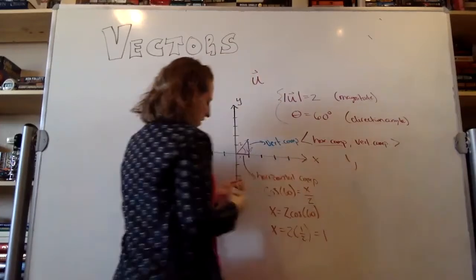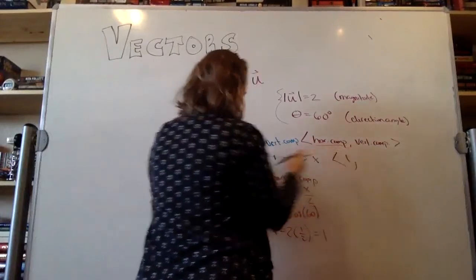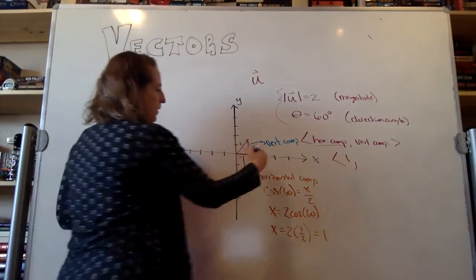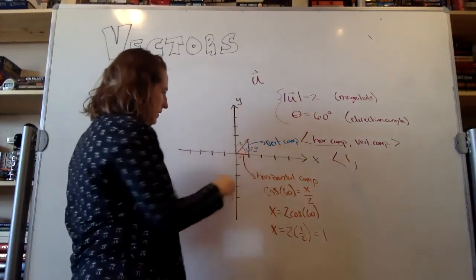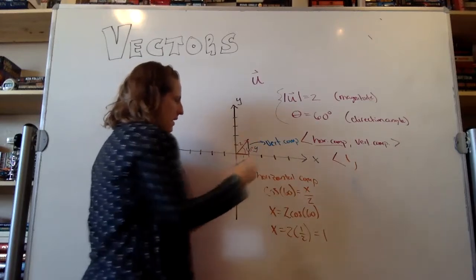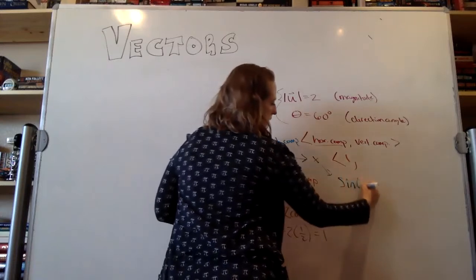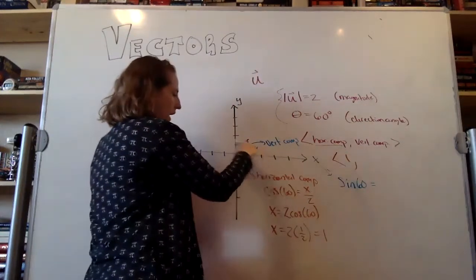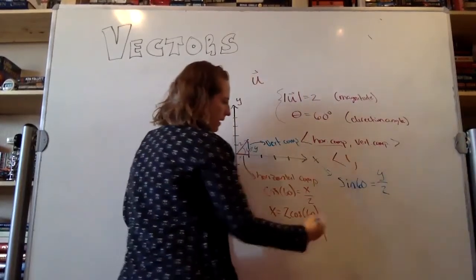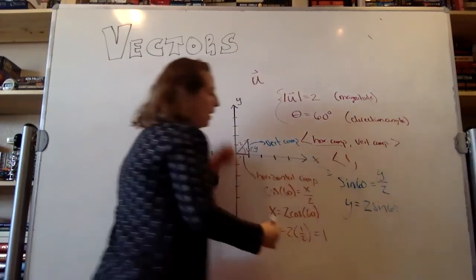Okay. How about our vertical component? How can we come up with the vertical component of this vector? Well, the vertical component, which we show in blue here, which we'll call y, is going to need to relate 60 degrees, y, and 2, the length of that vector there. Can't I say something like sine of 60 degrees equals y over 2? Sine is y over r, okay? So that tells me that y is equal to 2 sine of 60.